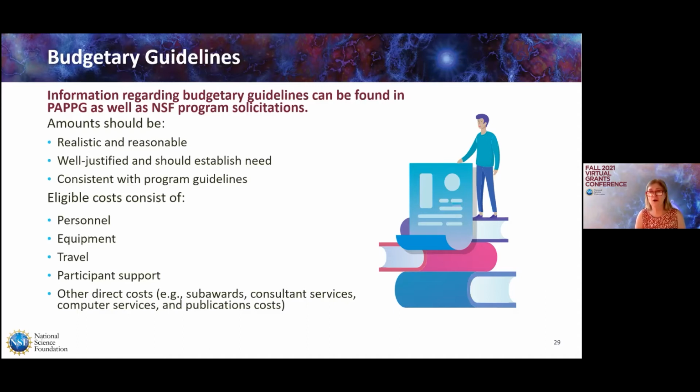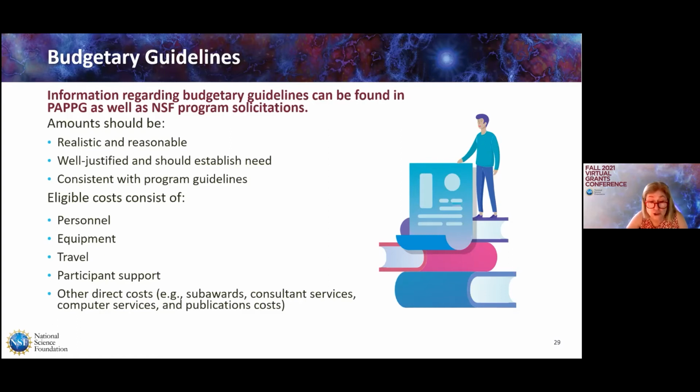Other things on this list, obviously, the equipment that you may need to carry out the research. Travel: you may want to present the results at a conference in your area, and you want to go present a paper. Travel to that. Participant support is probably the most misunderstood of all of the categories on the budget.